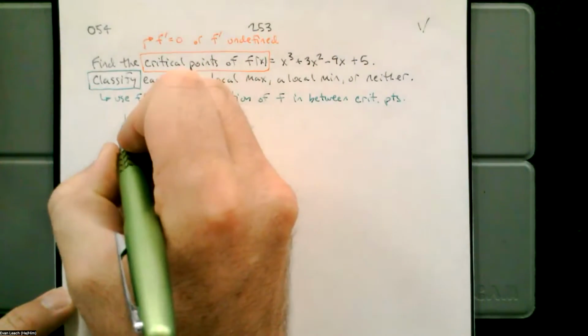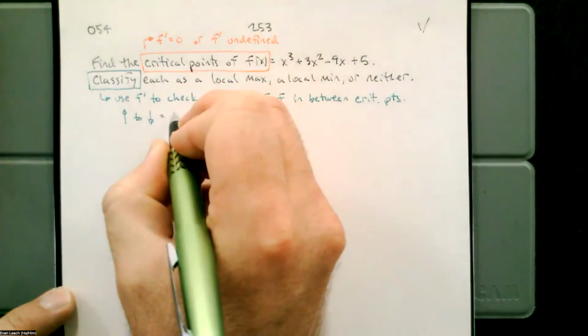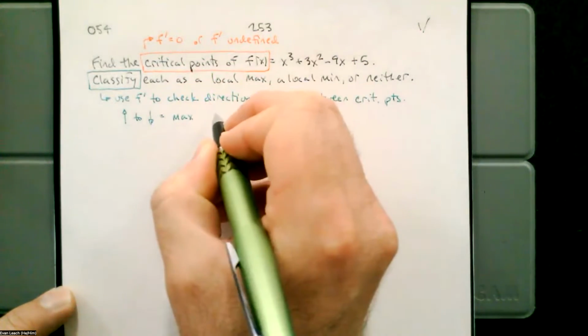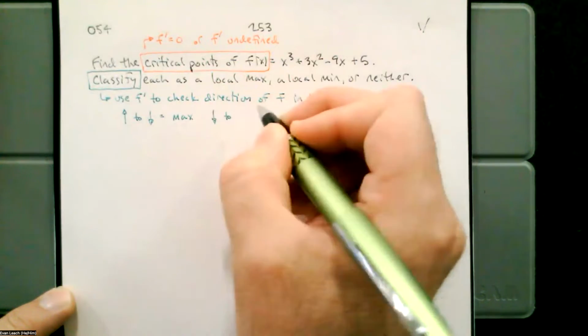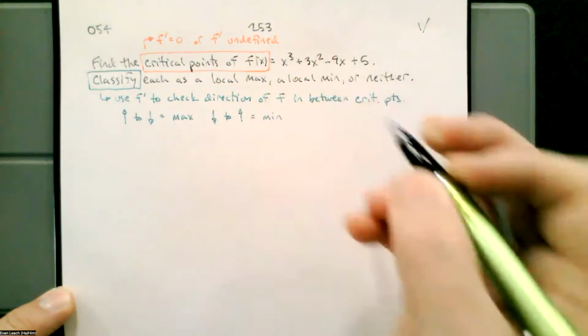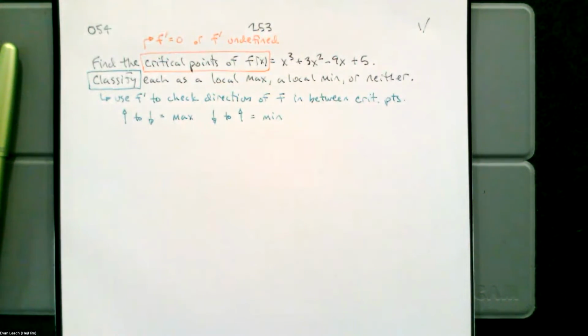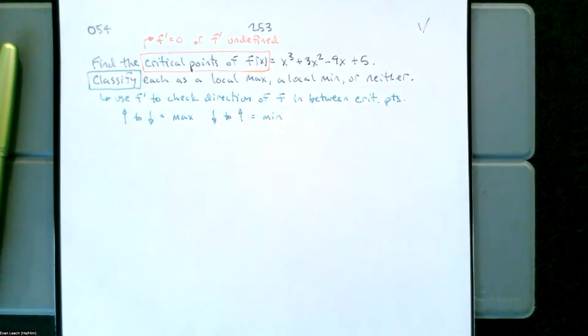So increasing to decreasing is a local maximum. Decreasing to increasing will give us a local minimum. If the function doesn't change direction, so the function increases, flattens out, and then just continues to increase, then it's neither. Sometimes we'll call it a saddle point. That's using more Calc 3 style language. So that's how we can classify the critical points.